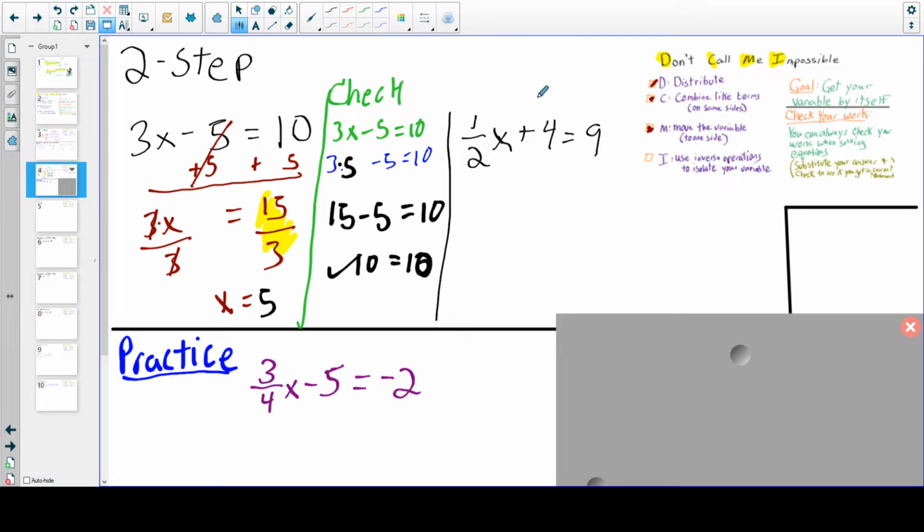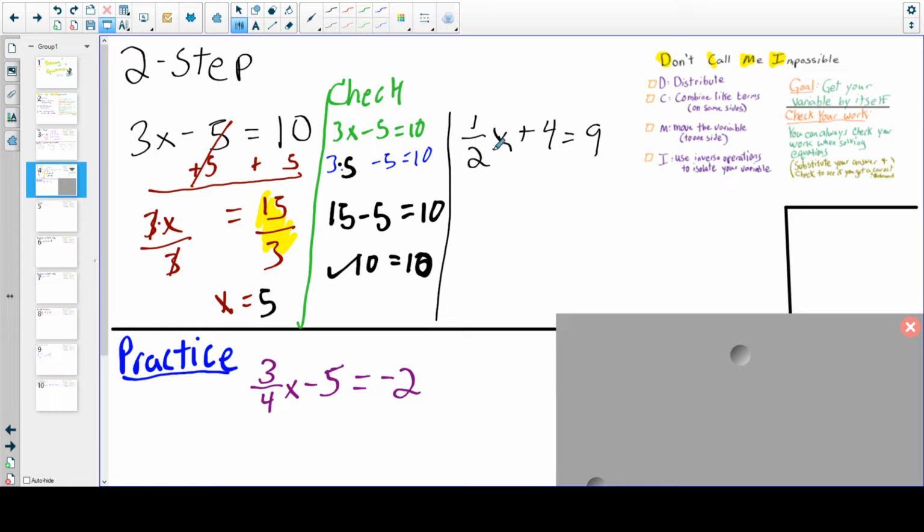So this one, a lot of you might say, oh, this is challenging because there's a fraction. Remember, fractions are just numbers. There's nothing different. They just look a little different, but we treat them the same way as normal numbers. So let's try this out.